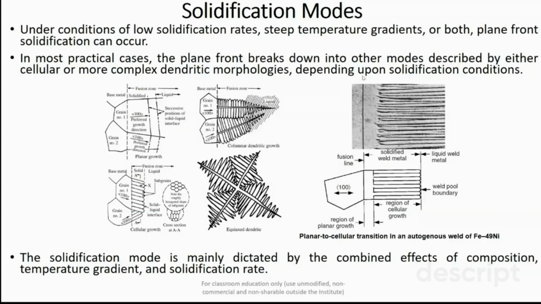You can see this is the fusion boundary. Here is your base metal, and ahead there is your weld metal. In a very small region, you can observe planar solidification occurring in the material. In this case, you can observe the fusion zone, the base metal, and the grains of the base metal, which have this preferential growth direction.